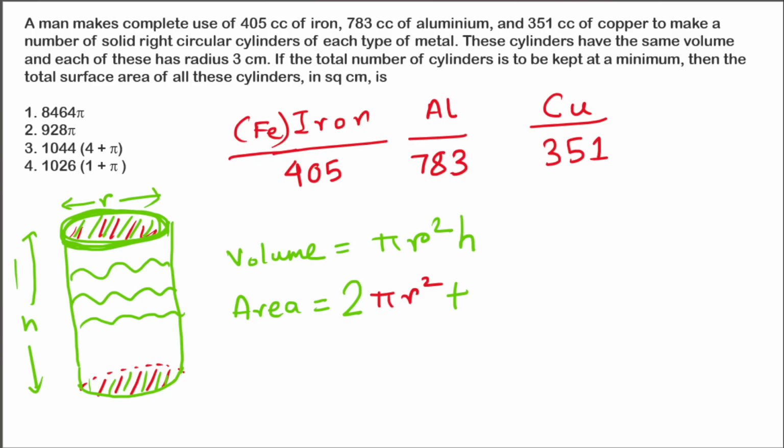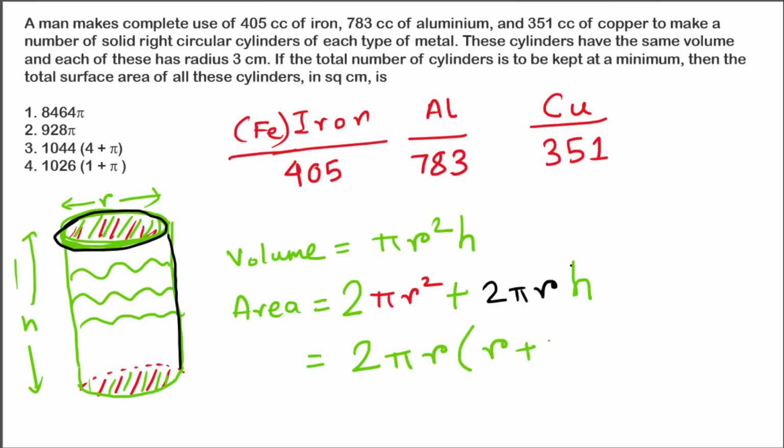Let me do it again. The circumference of this is 2 pi r into height, that is h. There is no need to remember all this stuff. You can just create the formula on the go. If you practice a little bit, it will be very fast for you. So these are the two formulas that you will remember. Now let us get back to the problem.